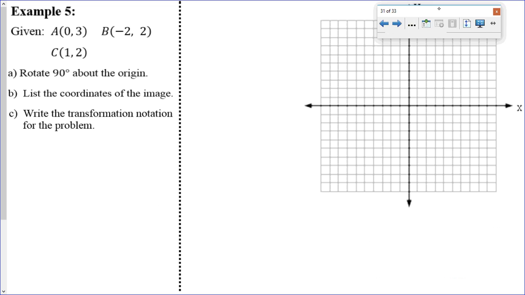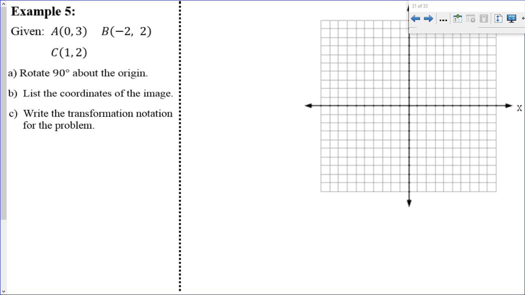All right, so for this, let's go ahead and graph. So we'll do one graphing one here. 0, 3.